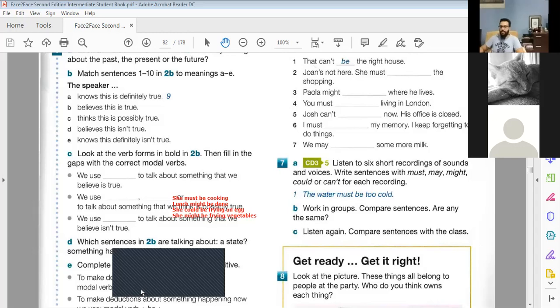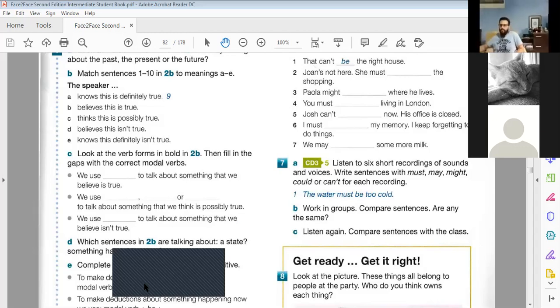Okay, what about this one? He must be... locked in the traffic. Yeah, stuck in traffic. He must be stuck in traffic. That's a good one. Yeah.